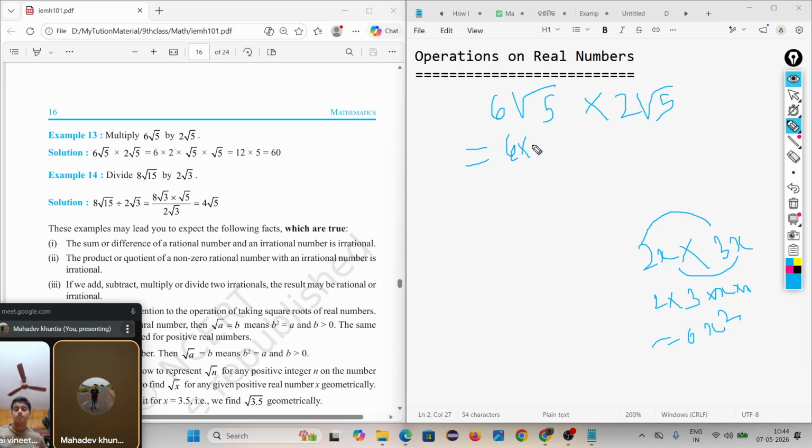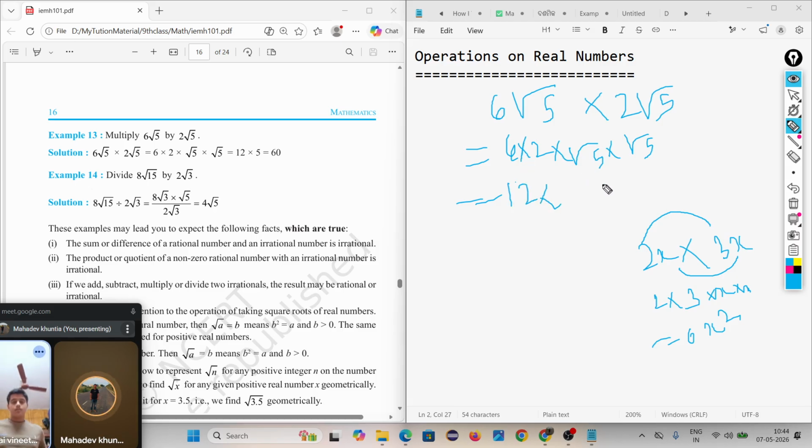Same thing here. 6 into 2, root 5 into root 5. 6 into 2, 12. Root 5 into root 5, 5. You understand how to multiply?